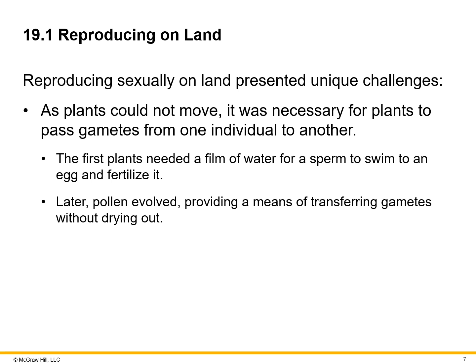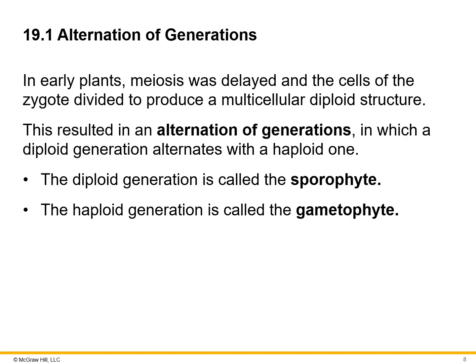Now, reproducing on land had some unique challenges because, again, of course, on land they couldn't move. They didn't have legs or another ability to move. So it was necessary for them to pass their gametes, those egg or sperm or haploid cells, from one individual to another without using water. So the first plants are thought to have had a film of water for their sperm to swim in, swim to an egg, and then fertilize it. So then later, pollen evolved, and pollen, of course, allows the transferring of gametes without them drying out, and that can be dispersed in water, like rain, or by the wind, or of course by other animals like birds or bees.